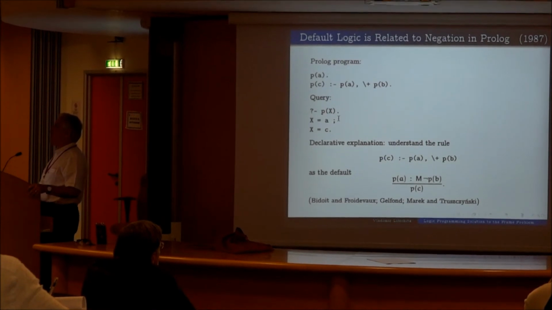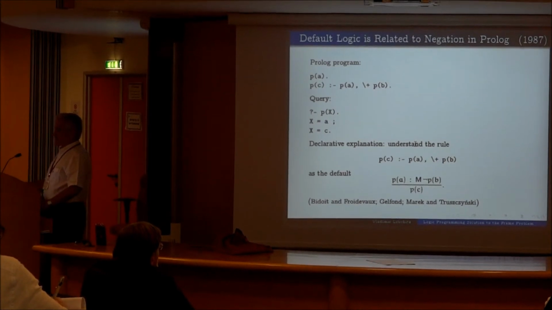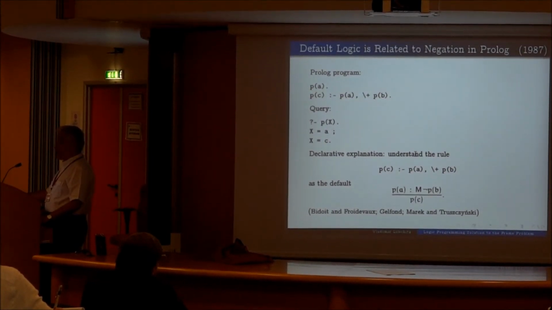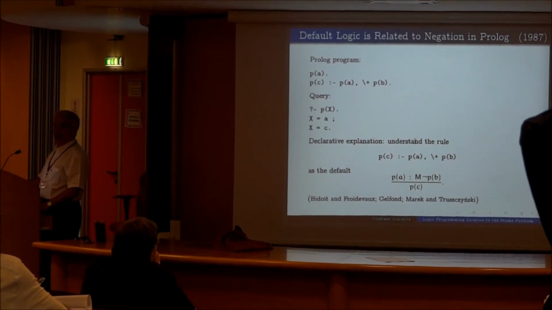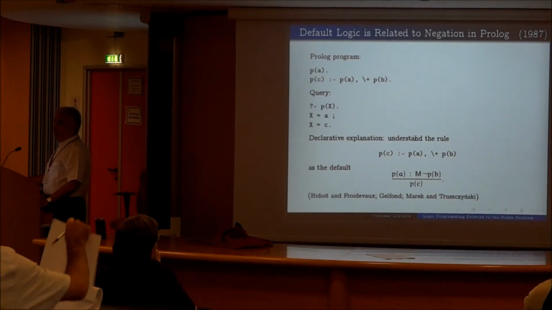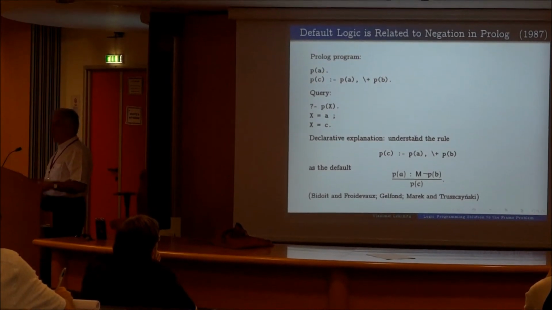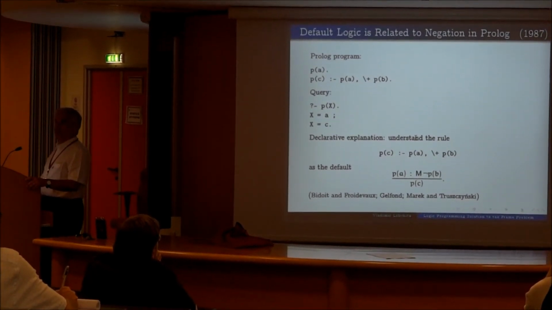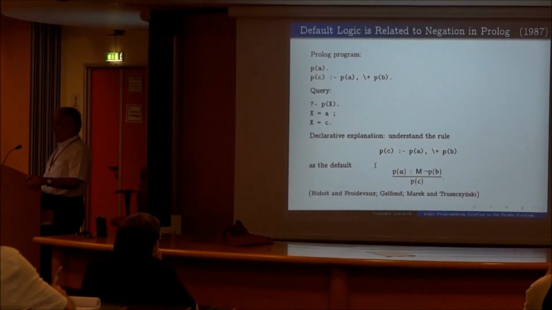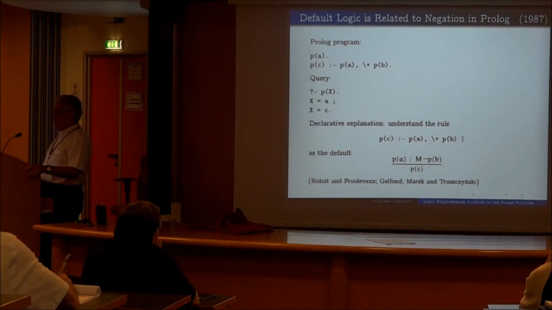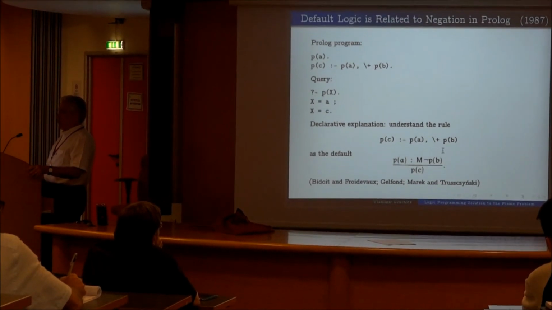And one remarkable idea that several people at that time came up with was that you can think of Prolog rules with negation as alternative notation for defaults in the sense of Reiter. And for defaults, Reiter had the semantics. So by using this translation, we get a semantics for negation in Prolog.